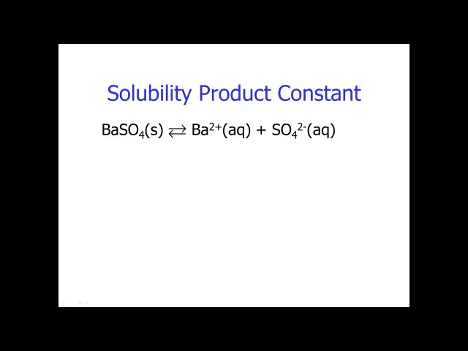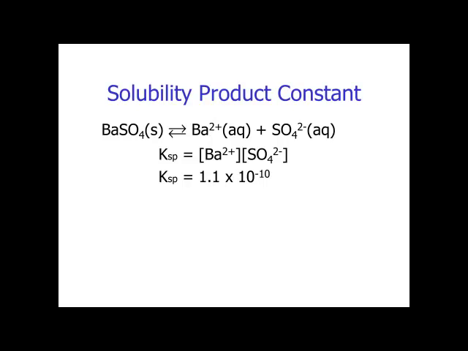We now want to look at the concept of solubility. The solubility product constant for the equilibrium between barium sulfate and the ions that it forms, barium 2+ aqueous plus sulfate SO4 2- aqueous, is given by a constant called the Ksp. It's defined as the concentration of the barium ion times the concentration of the sulfate ion. Notice that there is no denominator like a typical equilibrium constant.